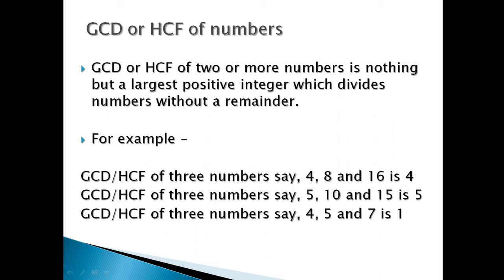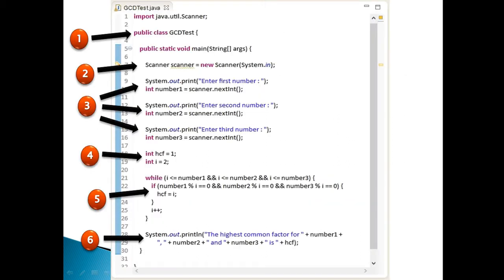GCD HCF of three numbers, say 5, 10 and 15, is 5. GCD HCF of three numbers, say 4, 5 and 7, is 1. Moving ahead. Let's discuss Java code to calculate GCD of three numbers in steps.